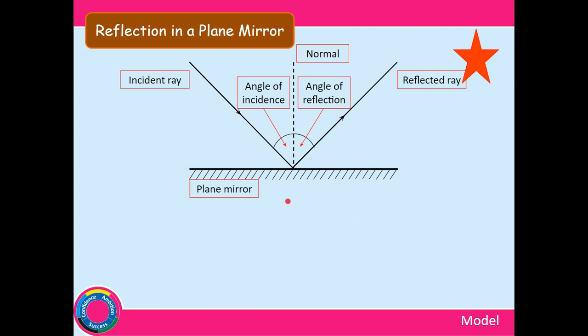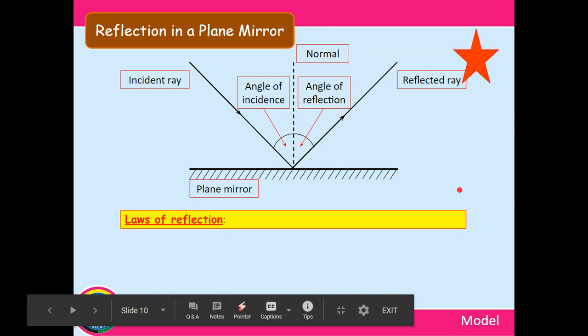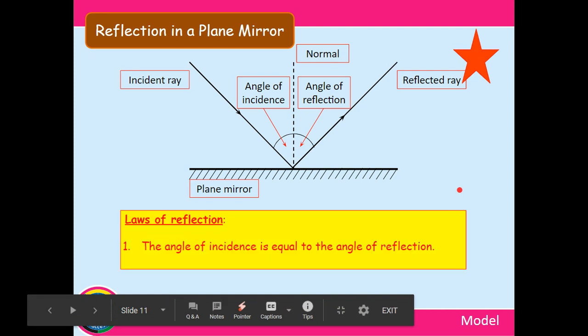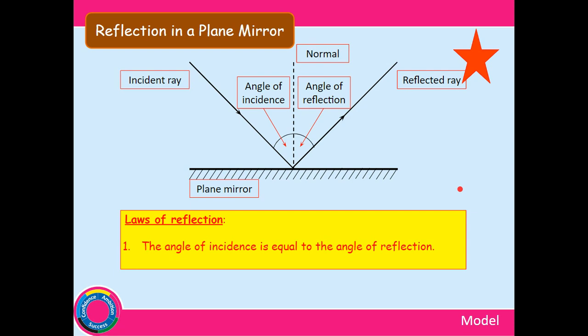Now, you have two angles. It's always measured from the normal to the incident ray, which gives you the angle of incidence, and between the normal and the reflected ray, which gives you the angle of reflection. The interesting thing about these two angles is that they should be the same. And the law of reflection: the angle of incidence equals the angle of reflection.